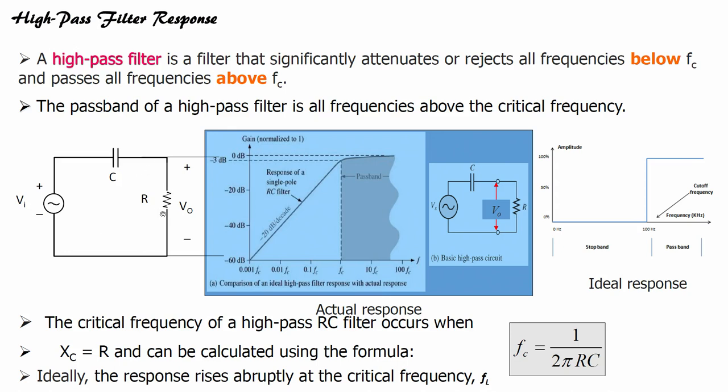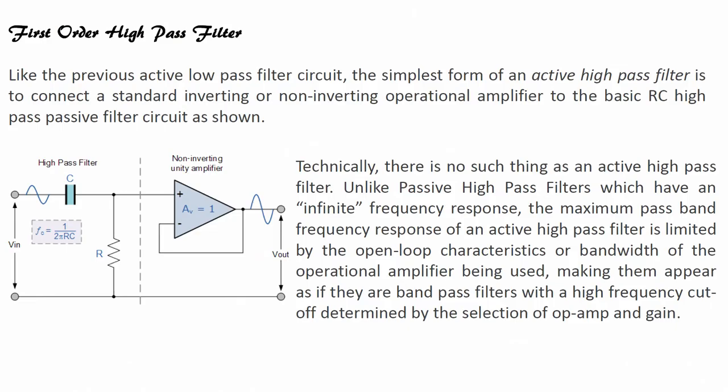In this one, the high pass filter will significantly attenuate or reject all frequencies below f c, correct, and pass all frequencies above f c. So, here the plot would be that there will be attenuation at the input, and then as the frequency reaches close to f c and above f c, the signal can pass through the high pass filter. This is the ideal response for a high pass filter, and again the formula remains the same, f c equals 1 by 2 pi R C.